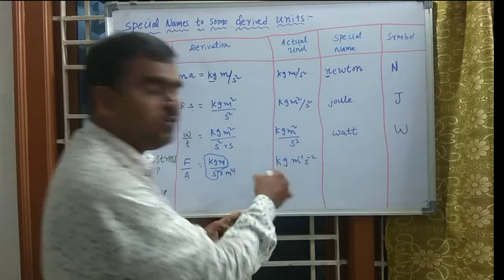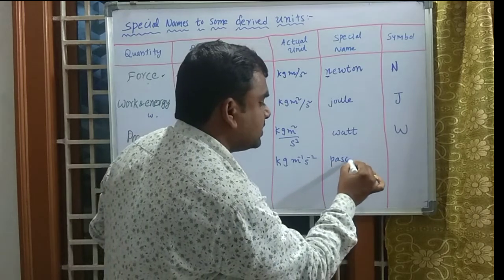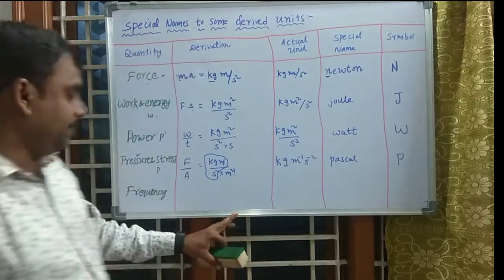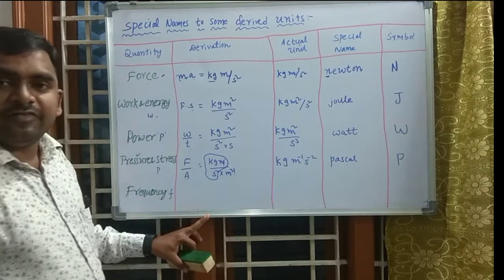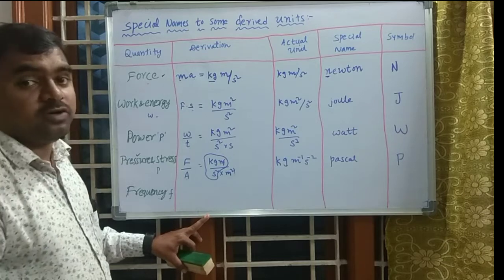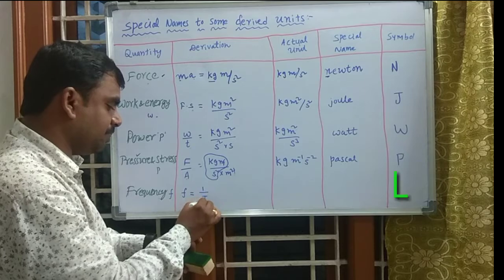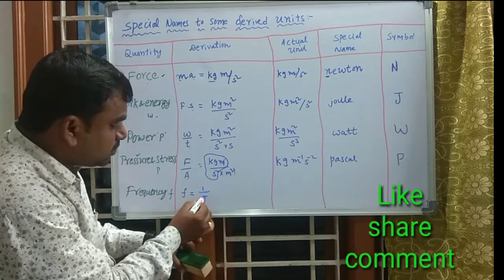Okay. So for this, the unit is Pascal. Pascal we represent with capital P. And also frequency, small f. Frequency, how can we define? Frequency means it is the reciprocal of time, or number of vibrations per second.